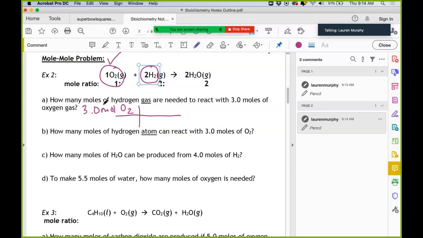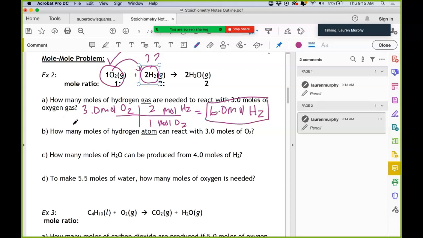Since I'm already in moles, I can instantly jump to the other substance's moles. So moles of O2 go on the bottom. And who do we want? Well, we want the hydrogen gas. So we're jumping from here to here. It's our mole to mole ratio. For every 1 oxygen that reacts, 2 hydrogen react. So 3 times 2 is 6 moles of hydrogen. Okay?